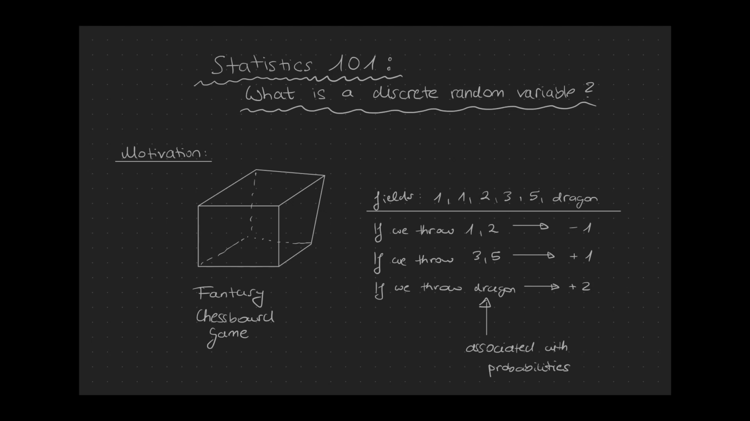Thus, every face of a die is associated with a probability. Since this die is a fair die, each field has the same chance to appear. Since we have 2 ones, obtaining a 1 is more probable. And basically, this connection between the face of a die and the number of fields we have to go forward or backward can be described by a random variable.